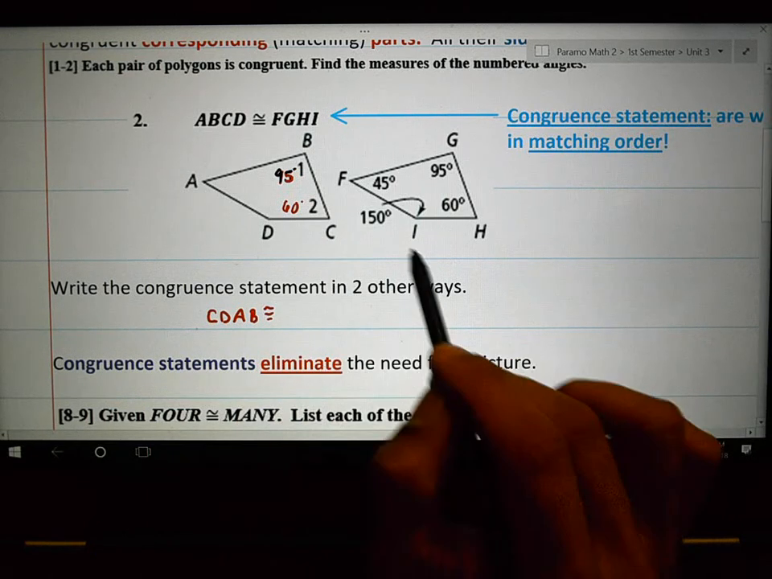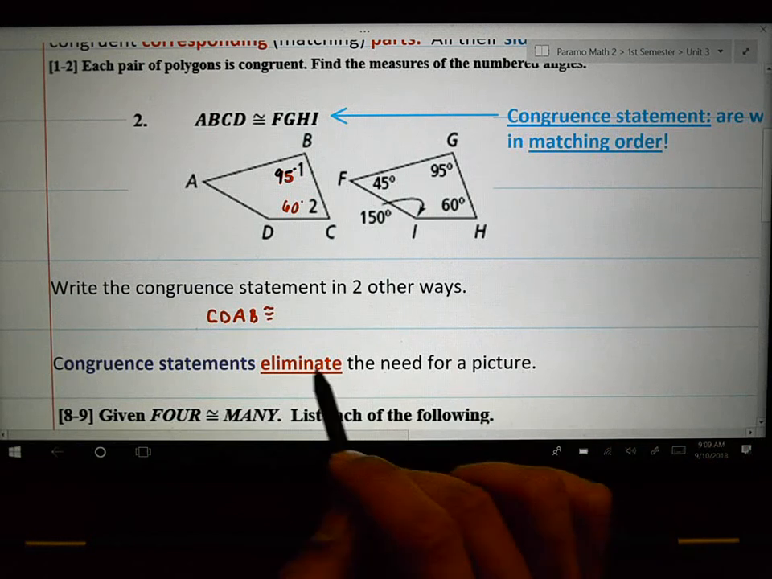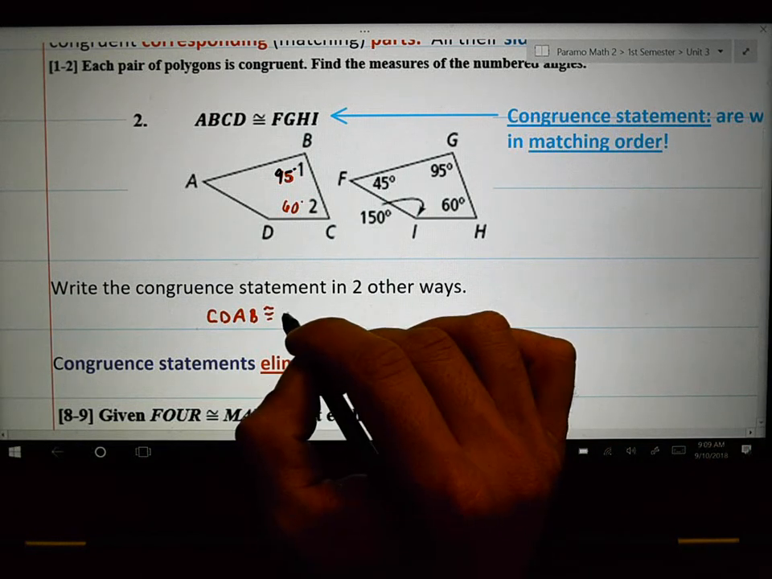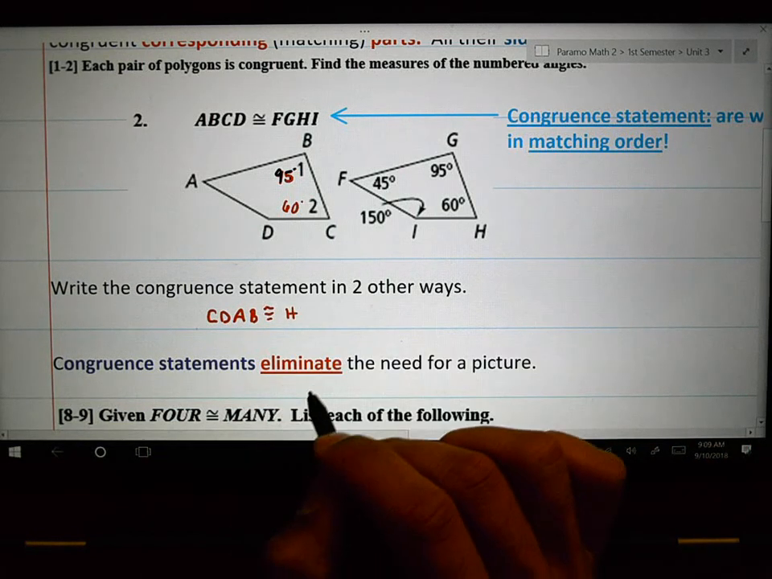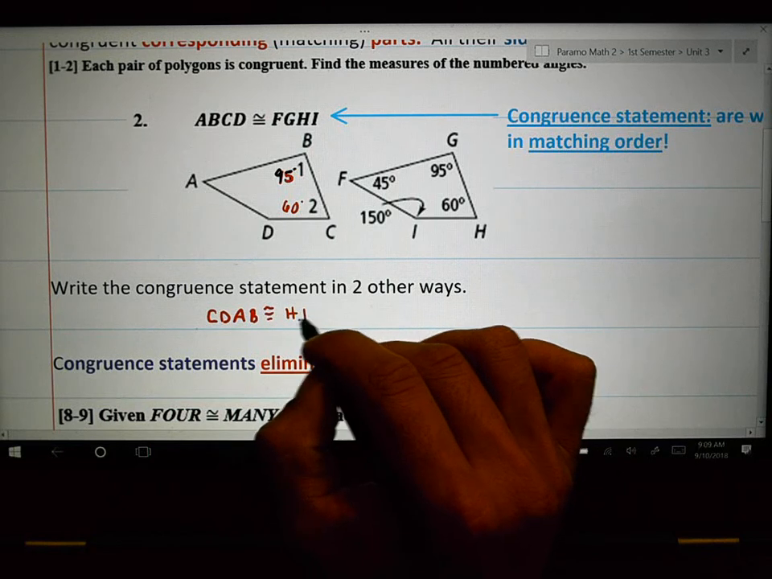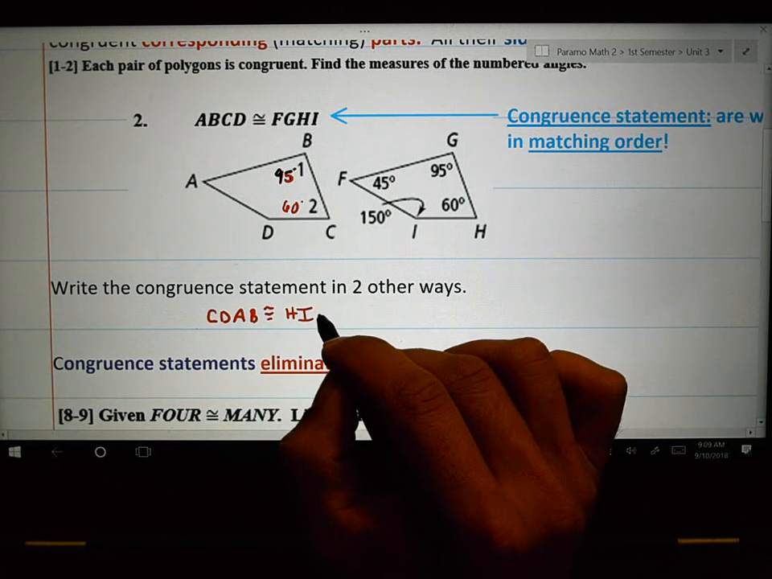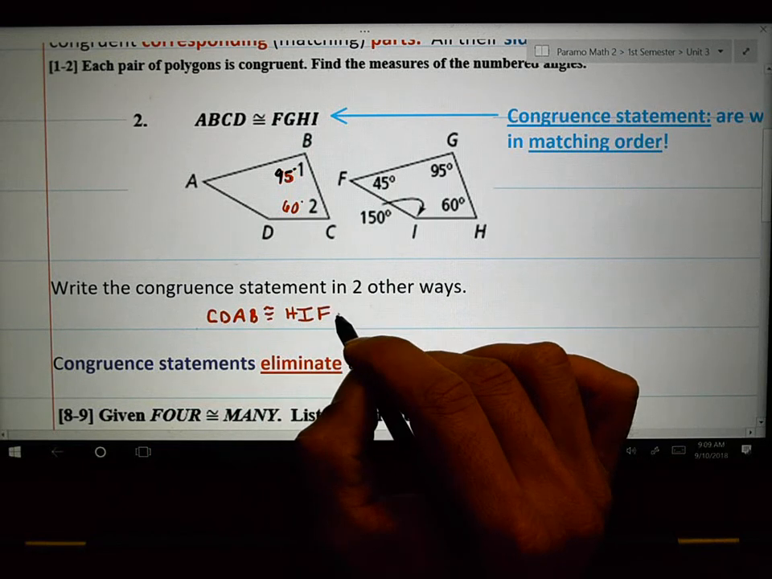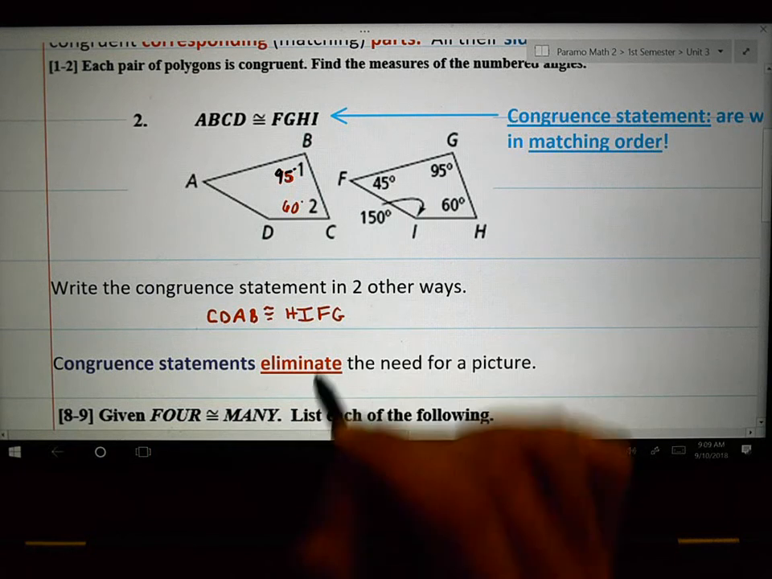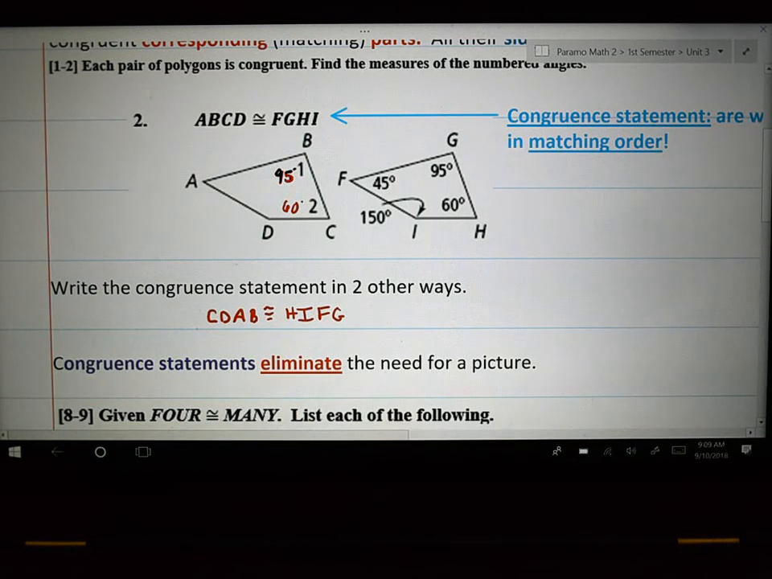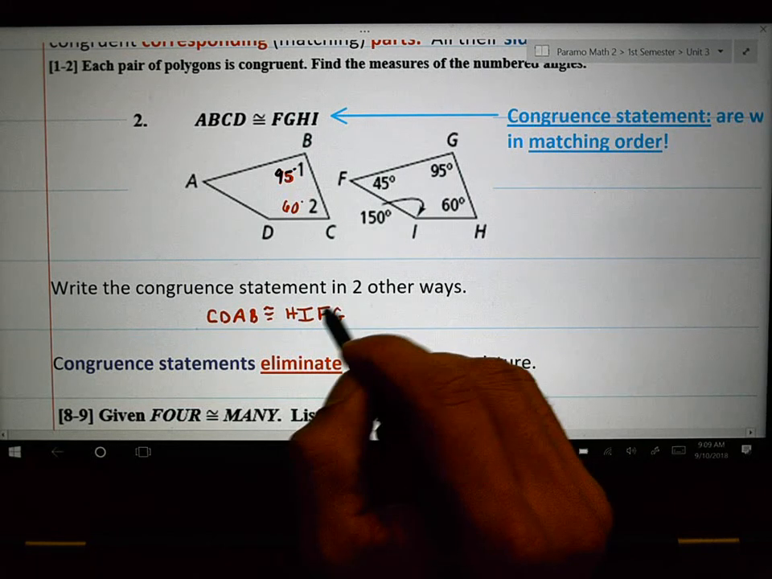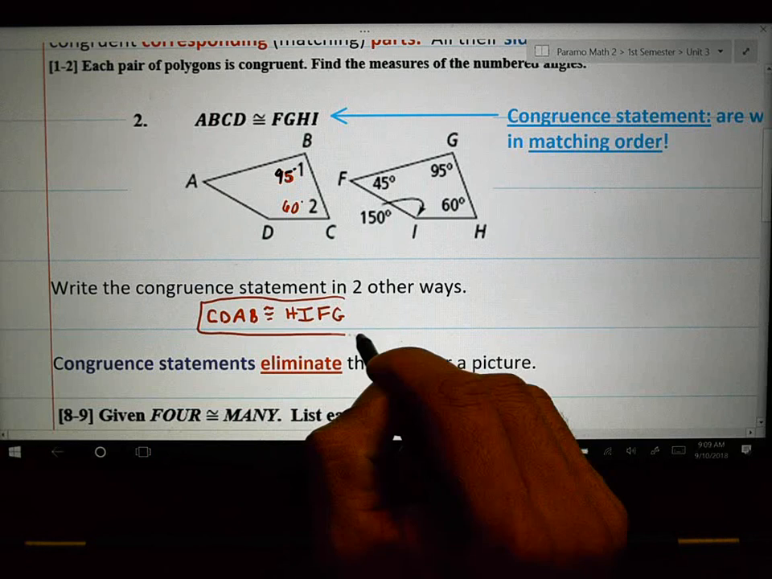C is the same as which letter? What's the first letter that I need to write in the congruent statement? And the second letter should be? And the third letter should be? And the last letter should be? That is another way to write the same congruent statement. That is one other way.